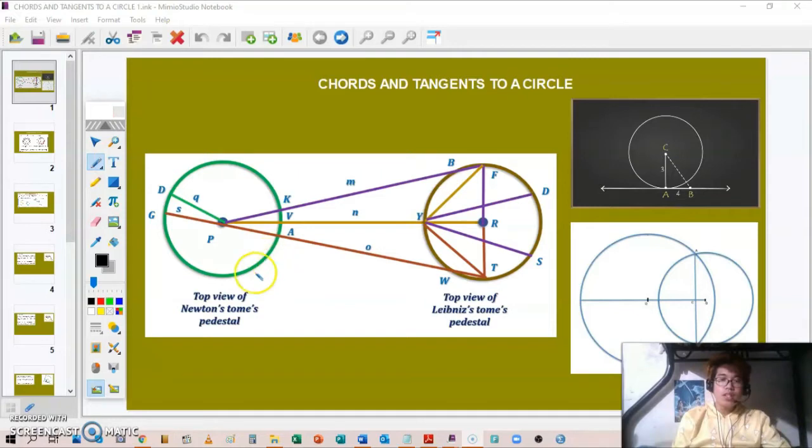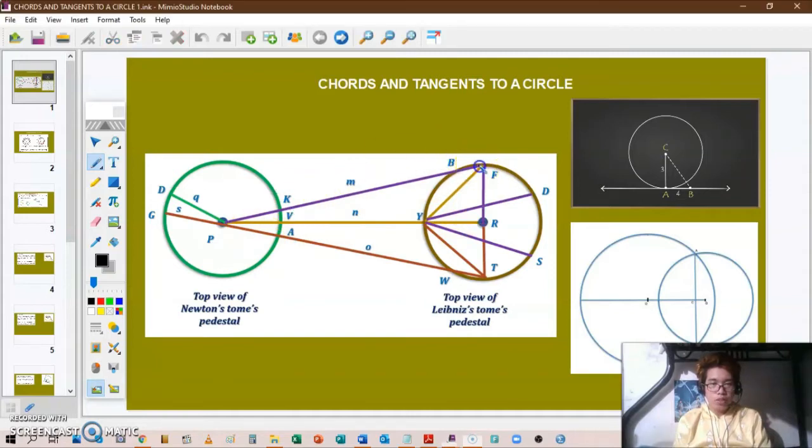You can see here in our illustrations that we have a lot of tangent lines and a lot of chords. Let's say for example, we have this line, BK. BK is tangent to circle R and circle P. Those are tangent points. And we also have, let's say, this letter Z. So ZD here is a chord.